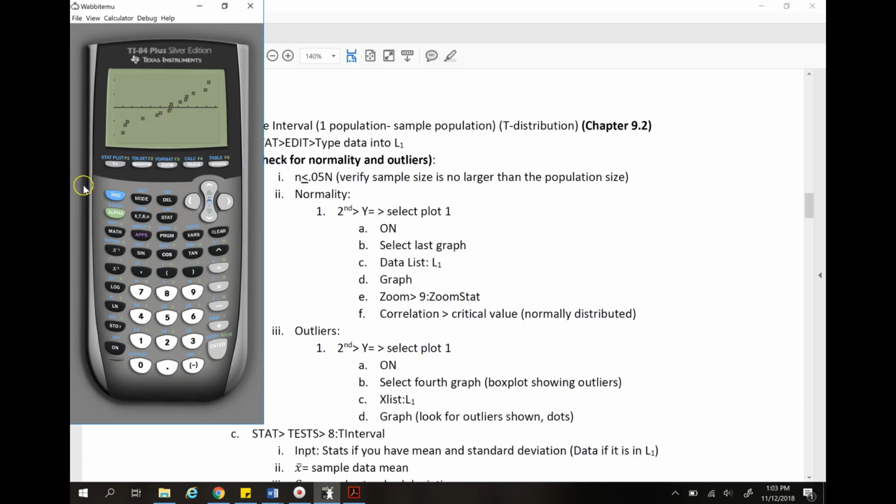Then to check for outliers, go to second y equals.